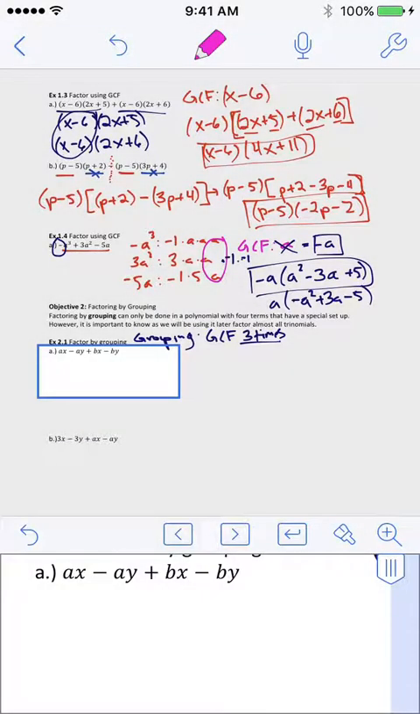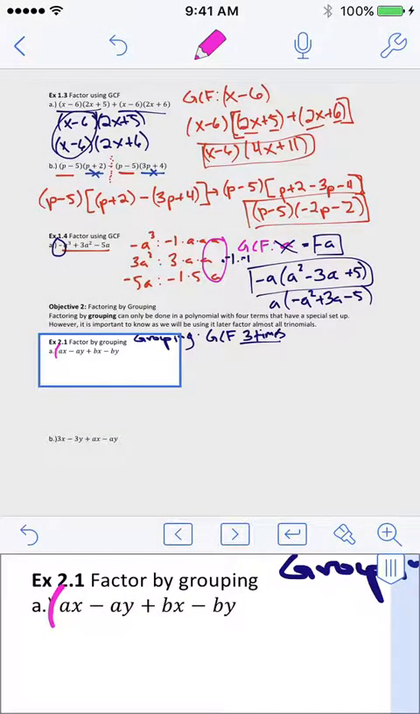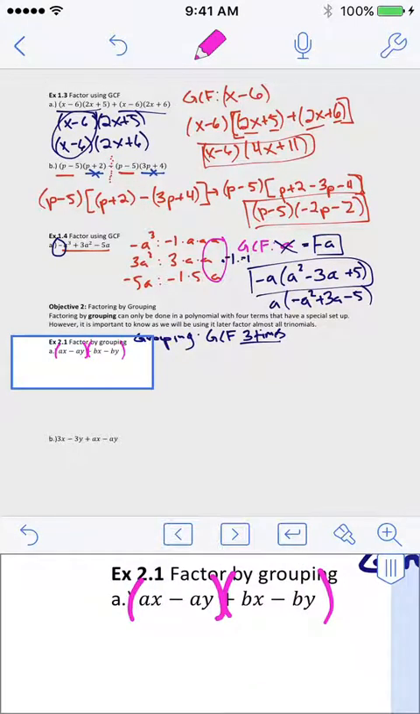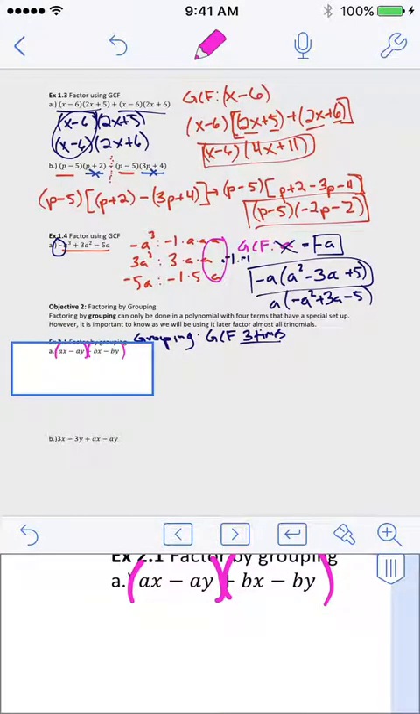Hence grouping. So we'll group the first 2, and we'll group the second 2. I made 2 groups. Now I'm going to look at GCF individually. So this first one, let's just look at this first one. Let's pretend the second one doesn't even exist. I'll do it in orange.